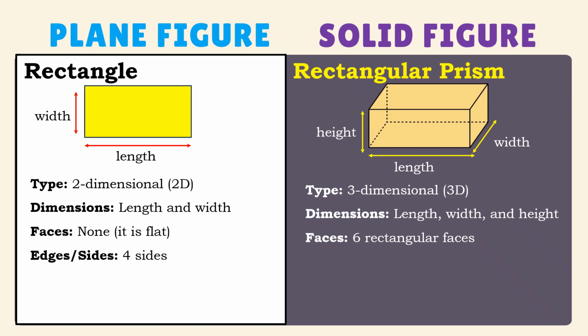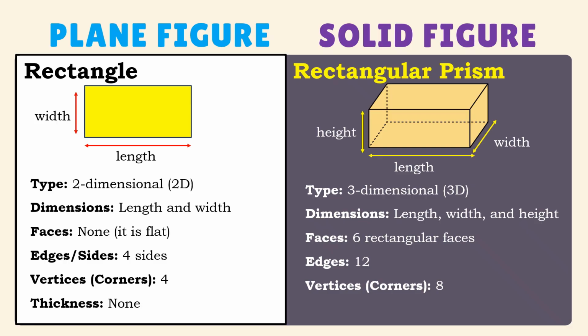A rectangle has 4 sides or edges, while a rectangular prism has 12 edges. A rectangle has 4 vertices or corners, while a rectangular prism has 8 vertices or corners. A rectangle has no thickness, while a rectangular prism has thickness, or we call it height.